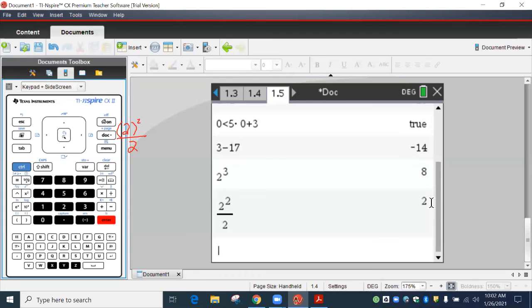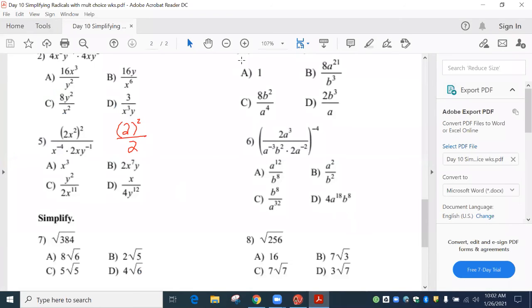So we hit enter and it gives us 2. So we're looking for a 2. Now notice there's no fraction bar. That means the 2 has to be on top as well. So we go look at this. If it doesn't have a 2, mark it off.